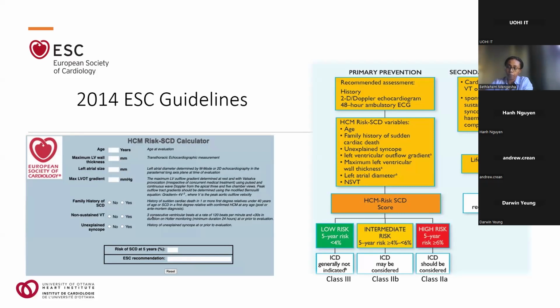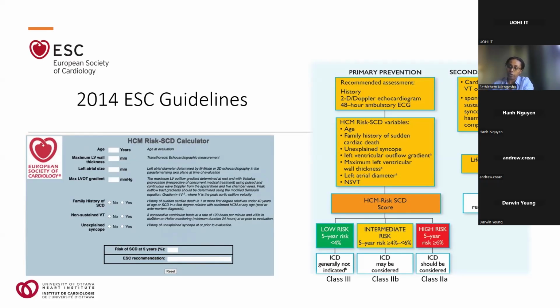cardiac death. If the calculated risk is less than 4%, that's a low risk. They don't need an ICD. But when the 5-year risk is 4 to 6%, that will be considered intermediate risk, and there is a 2B indication. But when the risk score is more than 6%, it's considered high risk, and ICD should be considered.